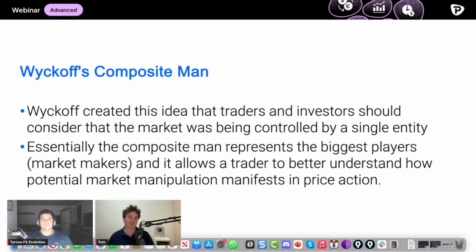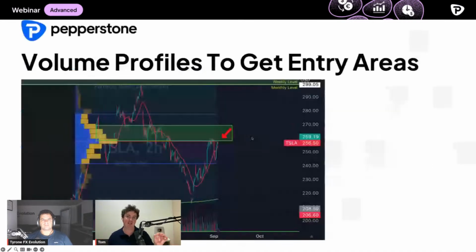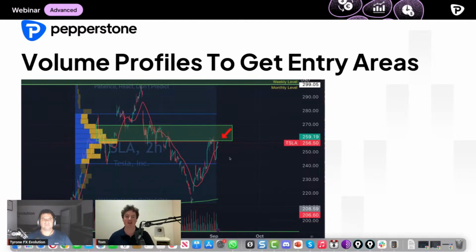So Wyckoff obviously said that there was something called the composite man. And basically, if we think of the entire market as an entity, almost in some ways against us, that represents the biggest players. Again, we want to know where the largest entity is placing their positions. So this is where it gets a little exciting. We can add volume profiles to get entry areas. Here are some examples taken from literally the last week, of ways and places that you might have been able to predict that at these areas there would be a reaction from the market.